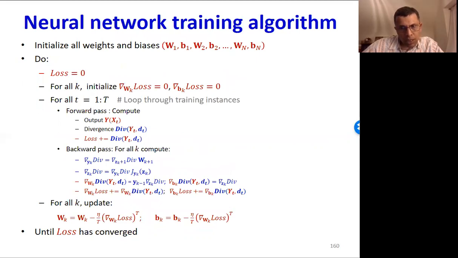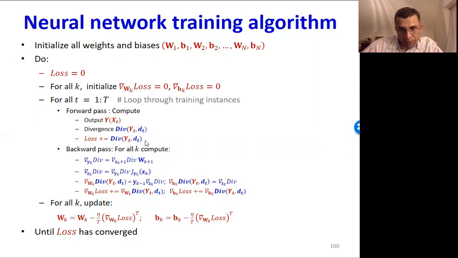And so here is the pseudocode for the entire training process. We initialize all the parameters and then we iterate. Within each iteration, we first set all of our derivatives to 0. Then we go through the training instances. For each training instance, we first pass the training instance through the network to compute the output of the network, as well as all the intermediate values. We compute the divergence, and so we can add the divergence to the loss.